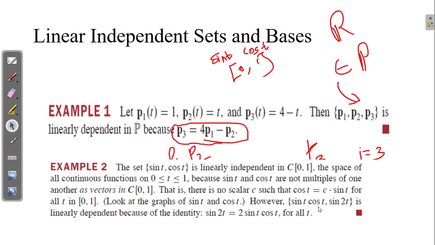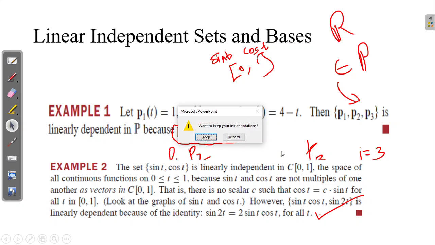However, the set sin t, cos t and sin 2t is linearly dependent because of the identity sin 2t equal to 2 sin t cos t for all t. Right? This is our example. Hope you understood.